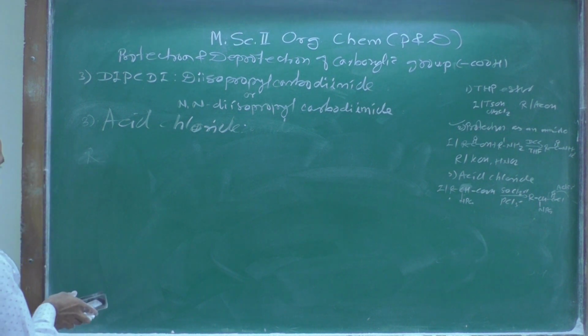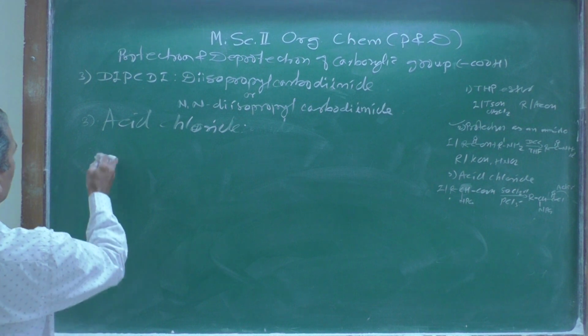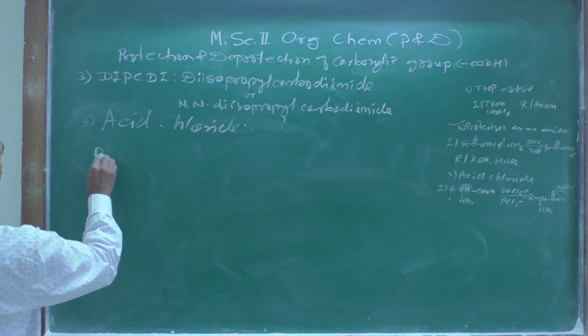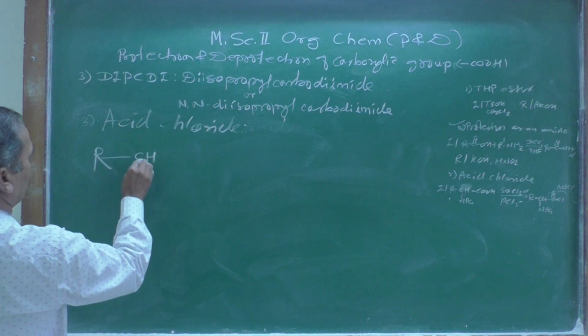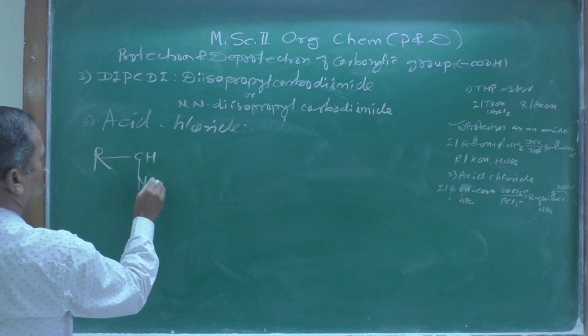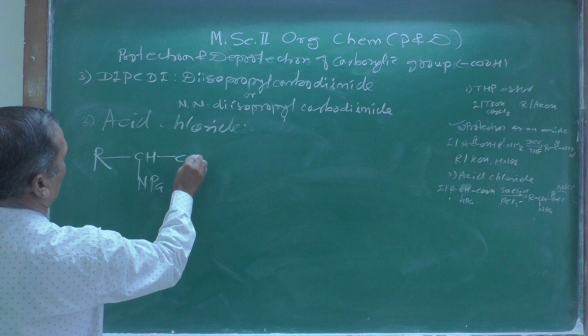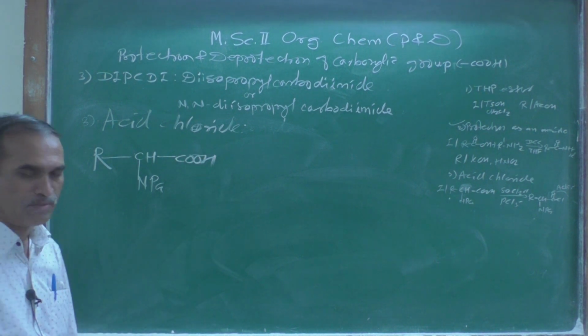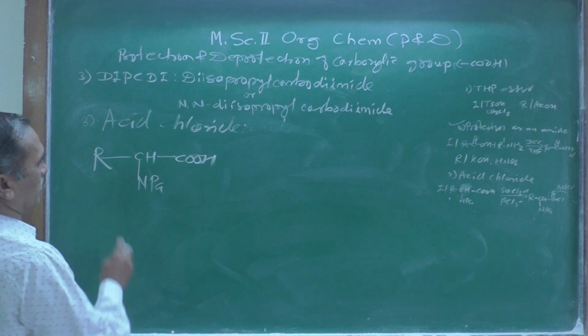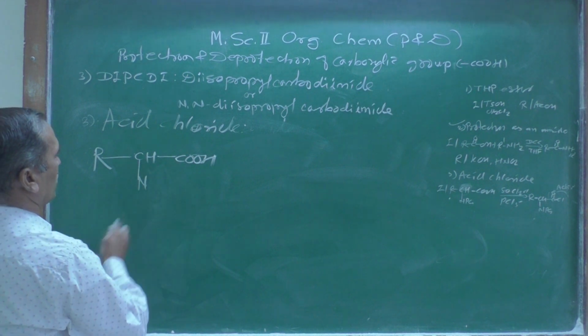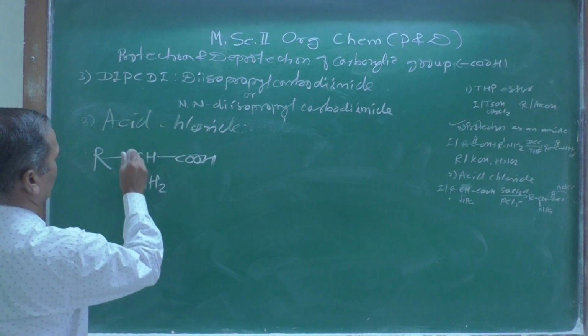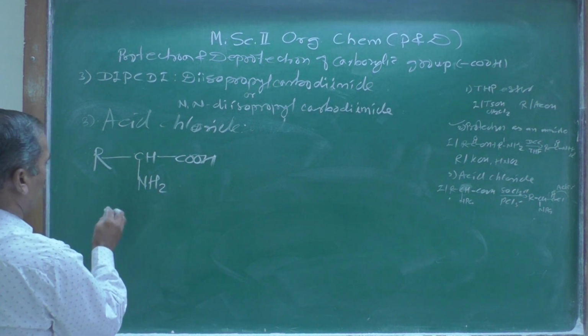The general formula is R, then CH, I am putting here N, PG, and then COOH. This is the general formula of an amino acid.